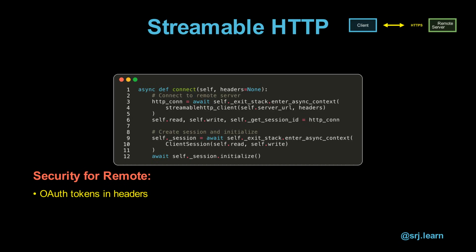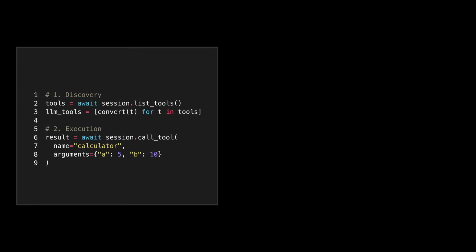Notice what it returns: read, write, and a get_session_id function. This third element is critical. It retrieves a unique session token from the server. You should store this token. If your network connection drops, providing this ID allows you to resume the session exactly where you left off, without losing context.